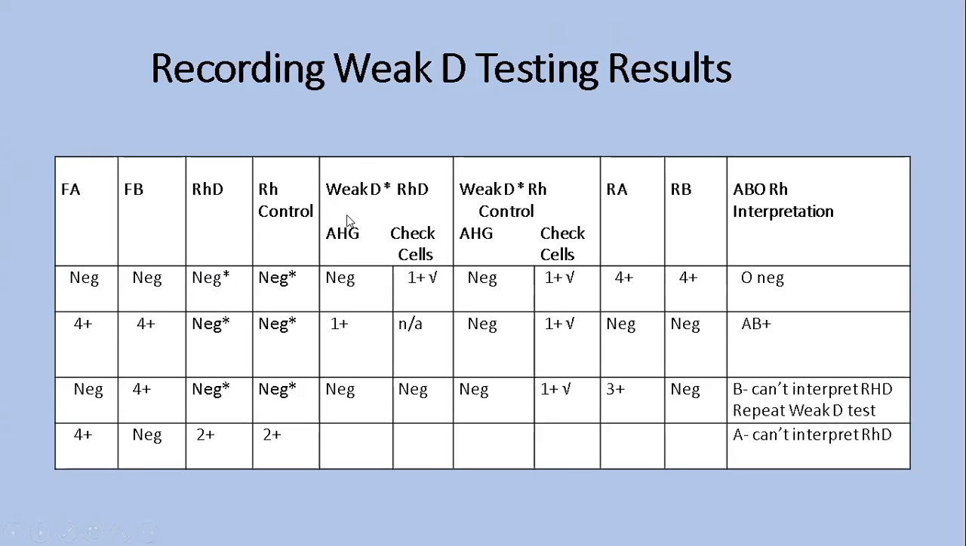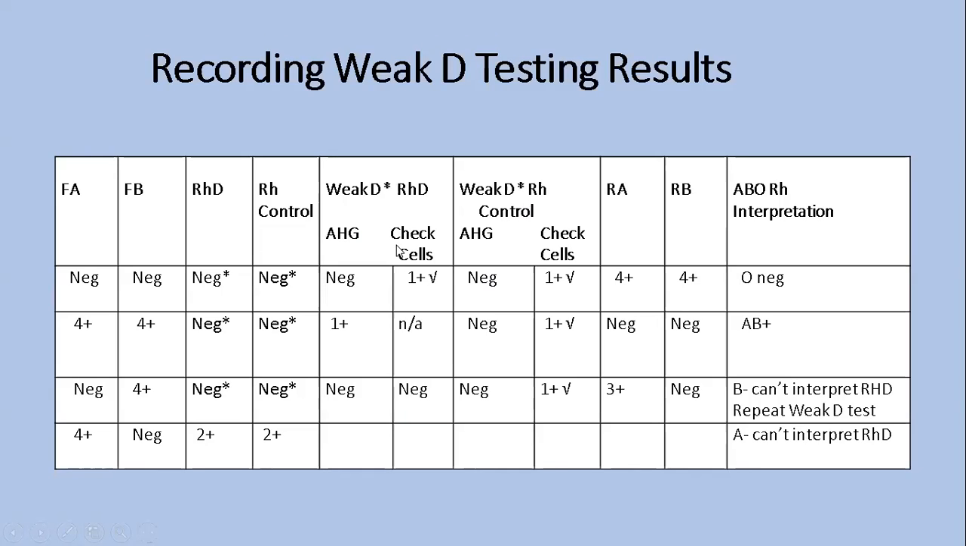We added AHG, and we see here that in this patient, after AHG, we got a negative result in both the RhD tube and in the Rh control tube. So we're not done. Okay, we need to add our check cells to ensure that the technique was carried out properly and that our AHG functioned appropriately.